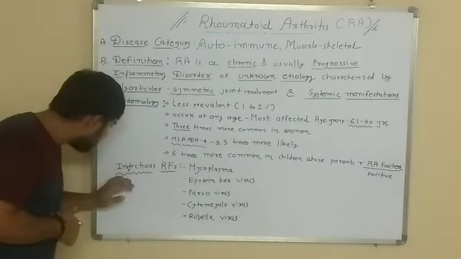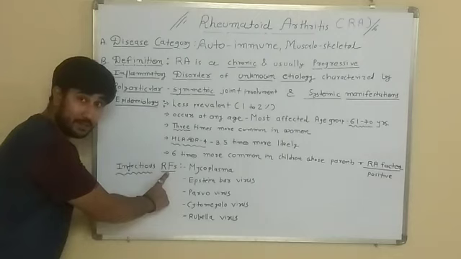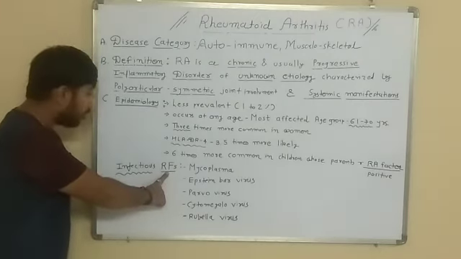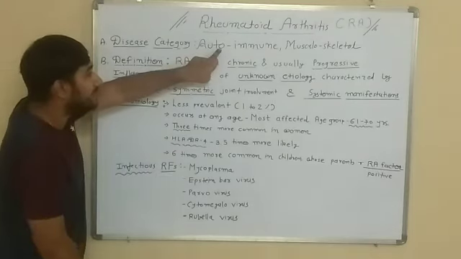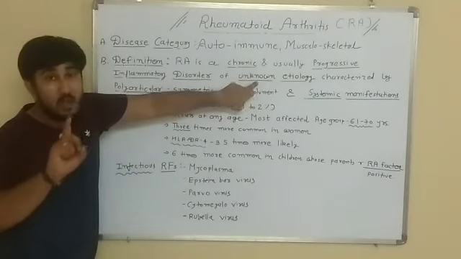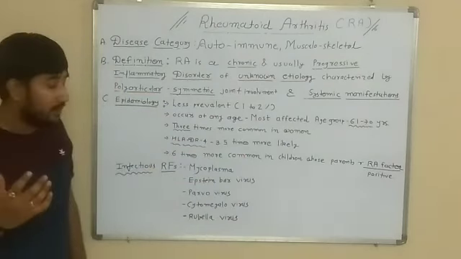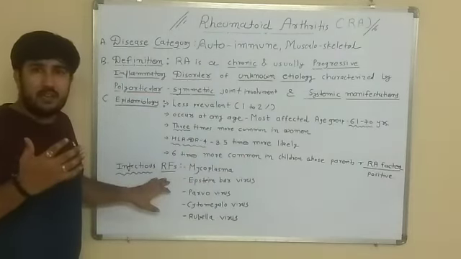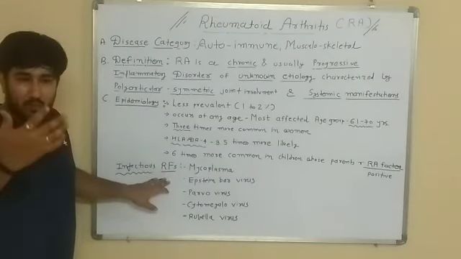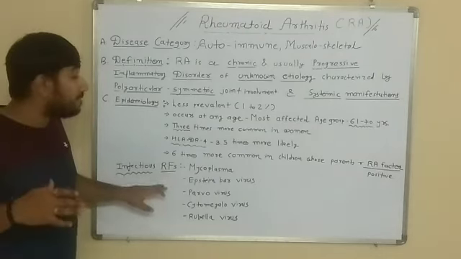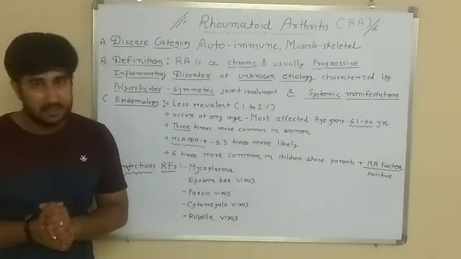And the last thing we are going to discuss is the infectious risk factors. Why have I written infectious risk factors rather than infectious etiology? We have already understood that it is an autoimmune disease with an unknown etiology. The causes are not exactly known or proven. So some risk factors are there, and if those risk factors are present, that particular individual is more prone, more vulnerable to developing this disease condition.